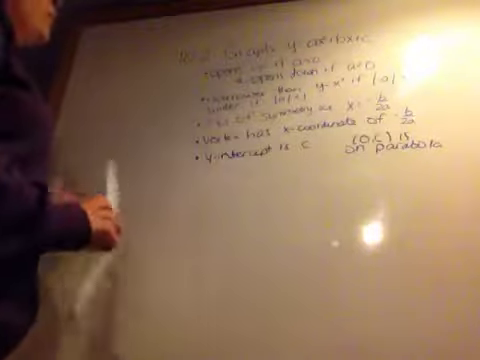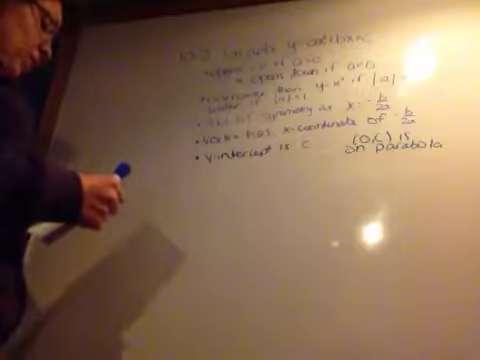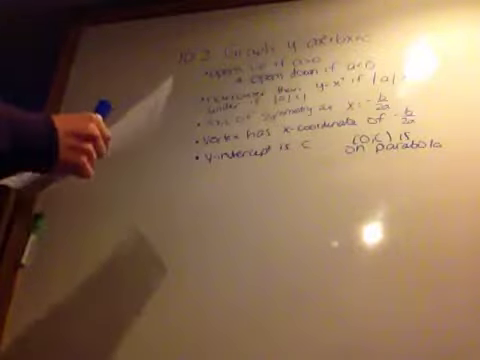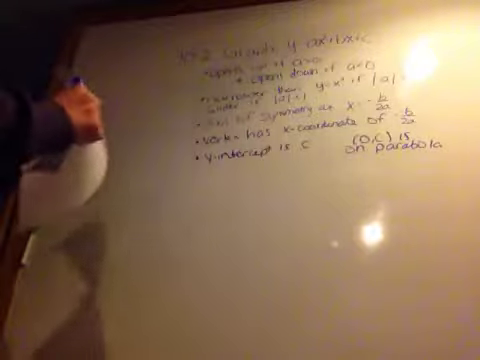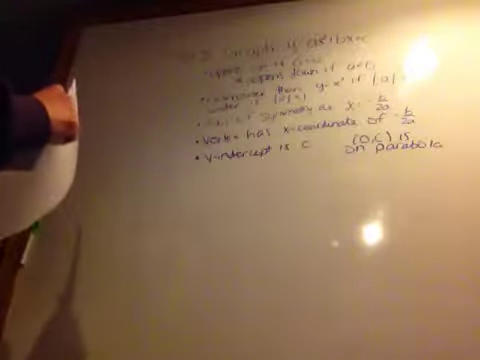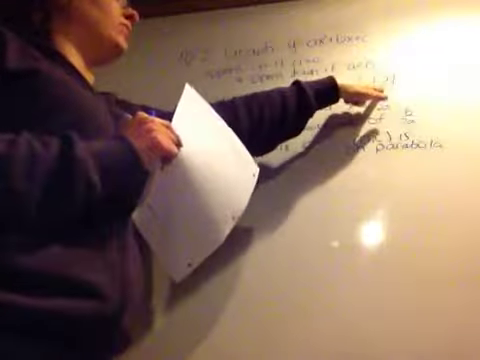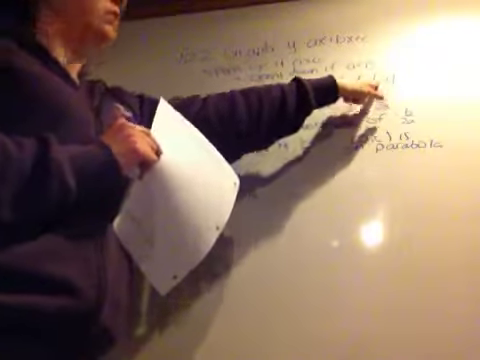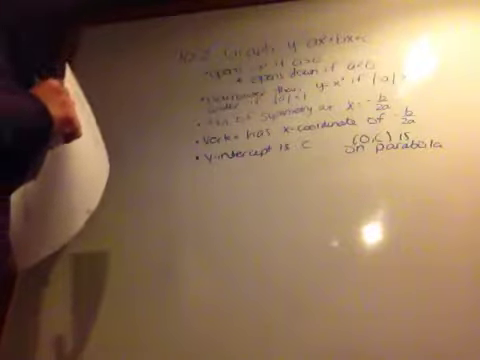Section 10.2, graph y equals ax squared plus bx plus c. So the characteristics of the graph is that it's a parabola, and it opens up if a is greater than 0, and it opens down if a is less than 0. It's going to be narrower than the graph of x squared if the absolute value of a is greater than 1. And it's going to be wider if the absolute value of a is less than 1.